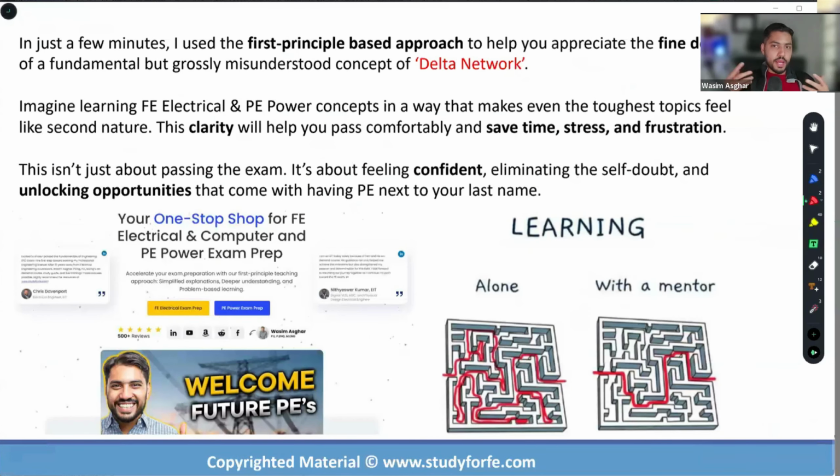Okay, so I hope that you can see the benefit of having a structured approach, first principle based approach, level 3 understanding, not skipping any steps, going through all the details step by step. And delta network is a mystery for a lot of power systems engineers. And in the last few minutes, we basically have gone through the three-phase system, the delta configuration, the derivations, and all the fine details related to a very important concept that applies to both FE electrical and PE power.